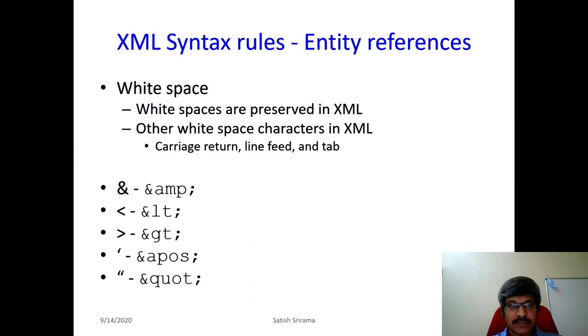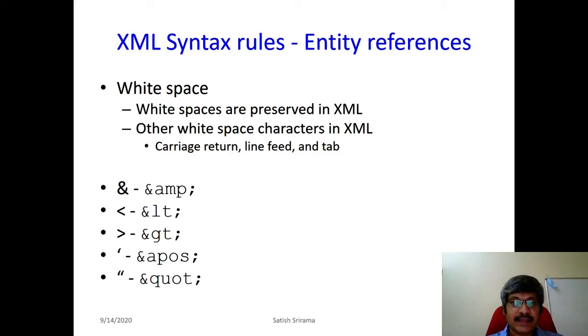There are also some other rules. In HTML, as we have seen, white spaces are lost. If there are 3 or 4 white spaces, that information is lost, but XML actually preserves these white spaces. So if you maintain 2 or 3 spaces between Satish Srirama, that space will be maintained. There are other white space characters as well in XML, for example carriage return, line feed, and tabs, which are also maintained. So you don't have to worry about entity references for them.